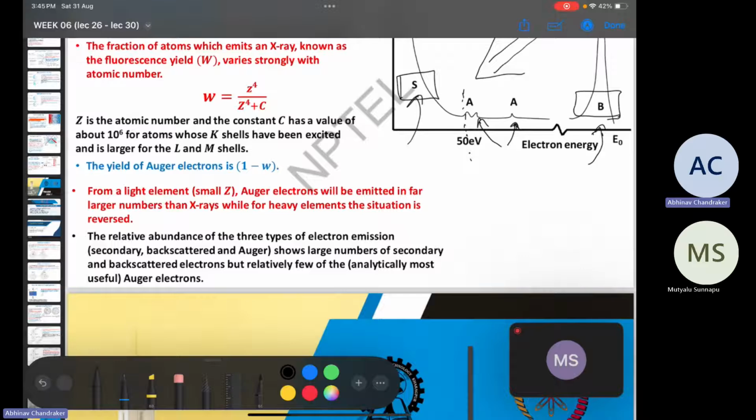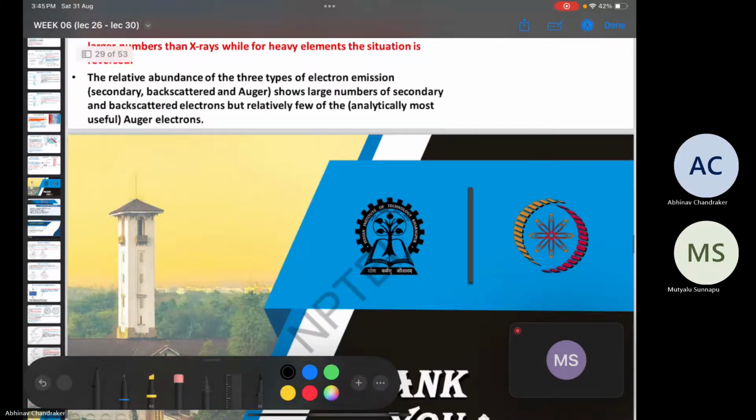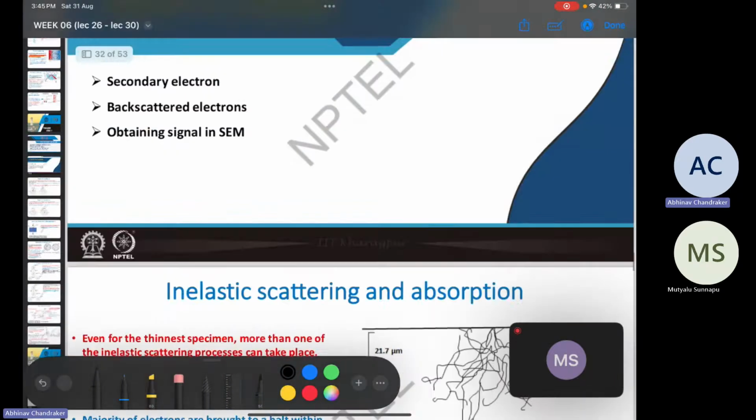Also, the atomic number of the elements which are in the specimen affects how much of the signal will be generated, how many secondary electrons will be generated, how many Auger electrons will be generated, how many backscatter electrons will be generated, and all of that is mentioned in the slide.